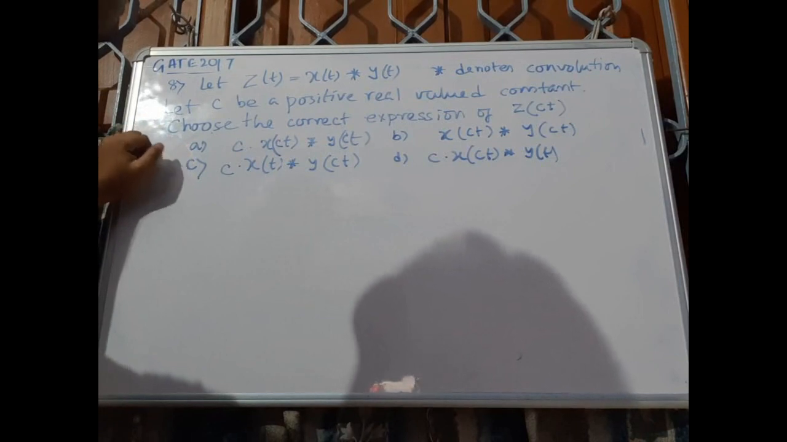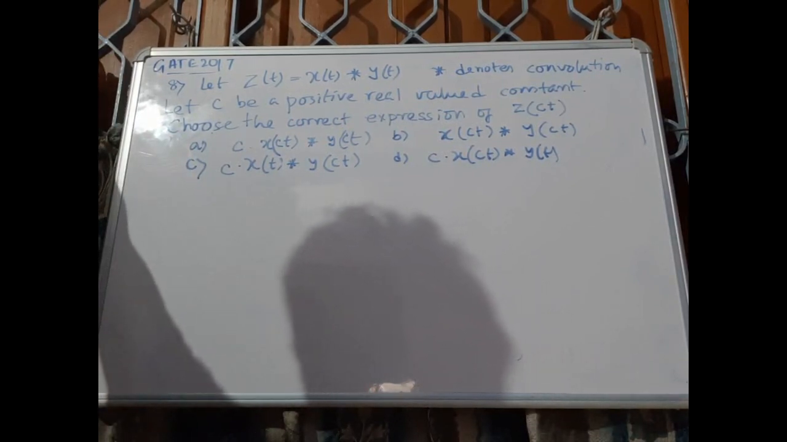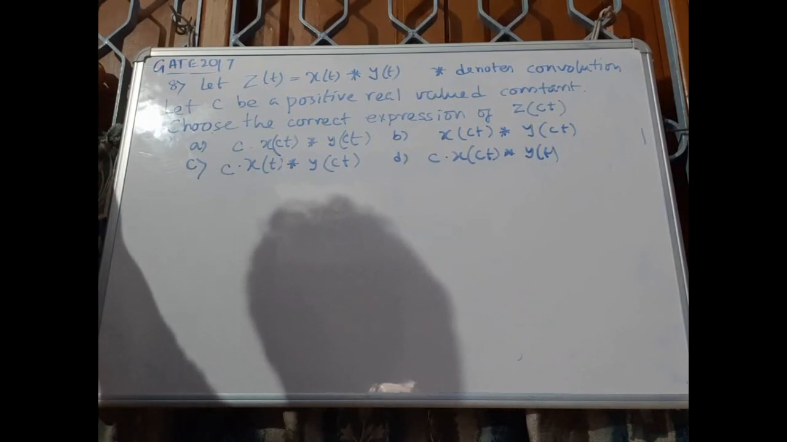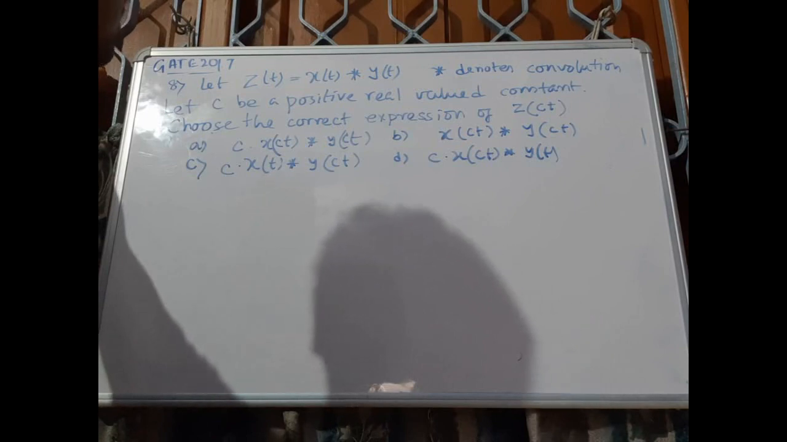Option A, C x(Ct) convolution y(Ct). Option B, x(Ct) convolution y(Ct). Option C, C x(t) convolution y(Ct), and option D, C x(Ct) convolution y(t).